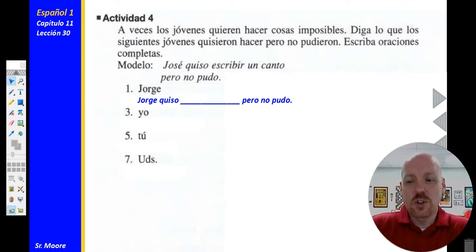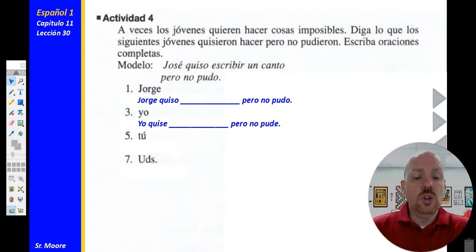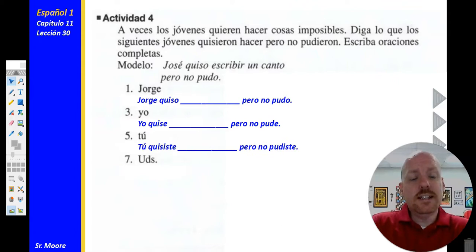Número 3, yo. Yo quise, whatever you want to put in there, yo quise correr una milla, pero no pude. I wanted to run a mile, but I couldn't. Número 5. Tú. Tú quisiste escribir una novela, pero no pudiste. You wanted, whatever, to write a novel, but you were unable to.